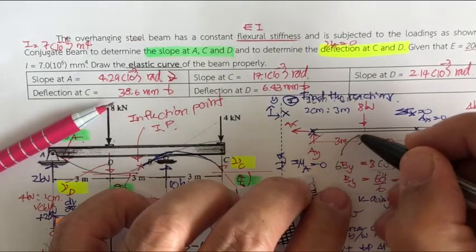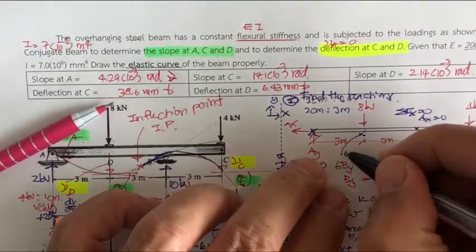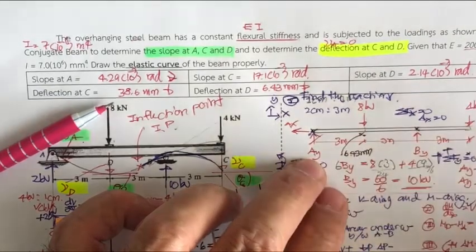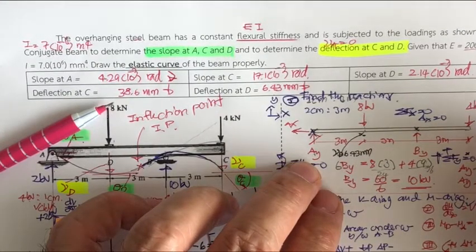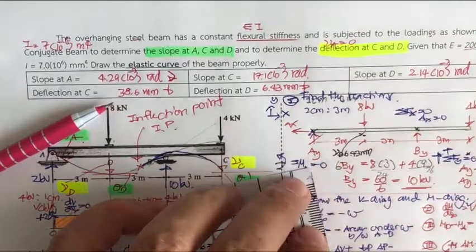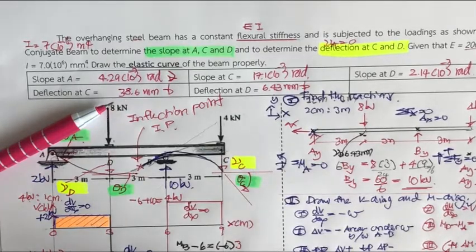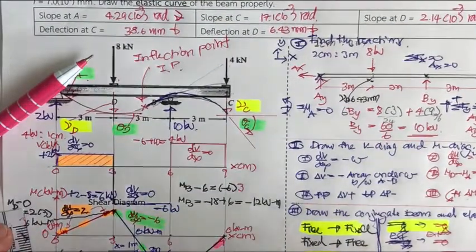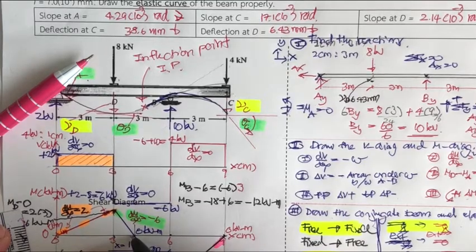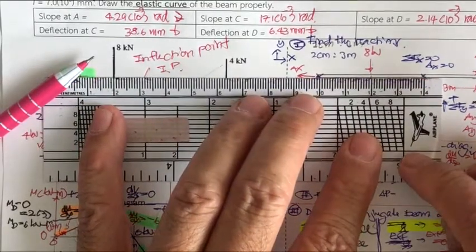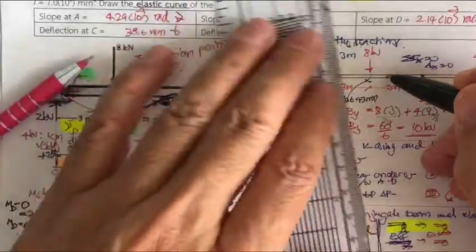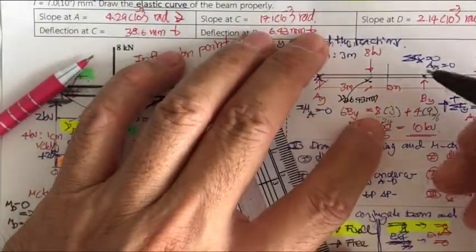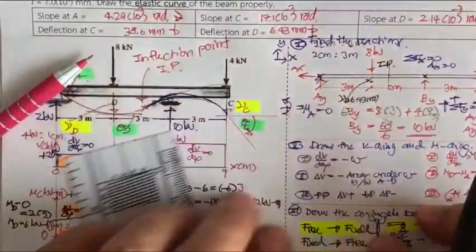The deflection here is going to be 6.43 millimeter. That is going to be V sub D. So this one V sub C is equal to 38.6 millimeter. And also if you come here, you also have the inflection point 1 meter from that, so that is going to be about 7 millimeter over here. This is going to be the inflection point location.